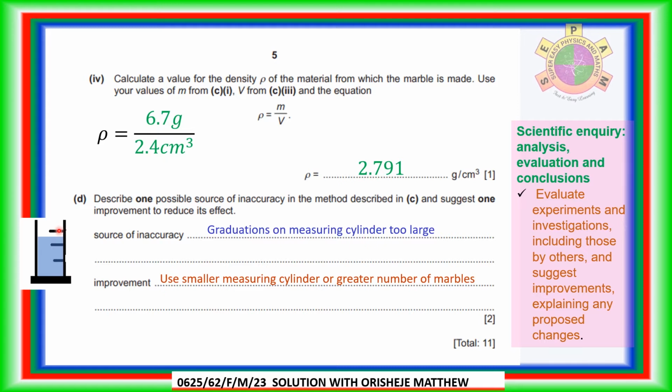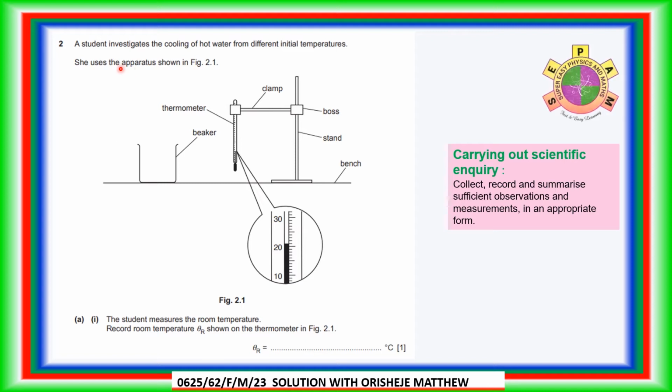That means you have to use a smaller calibration, closer calibration, and then you can use a greater number of marbles. So the higher the number of marbles, then you can now find the average. So that will make your measurement more reliable.